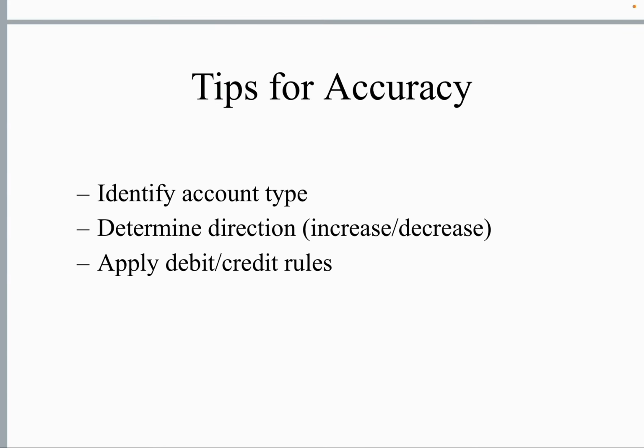Tips for accuracy. Tips for fast, accurate journal entries. Here's a quick 3-step method I recommend. Step 1. Identify the account type: asset, liability, revenue. Step 2. Decide if it is increasing or decreasing. Step 3. Apply the debit credit rules. Follow this system and you will handle journal entries confidently in the exam.